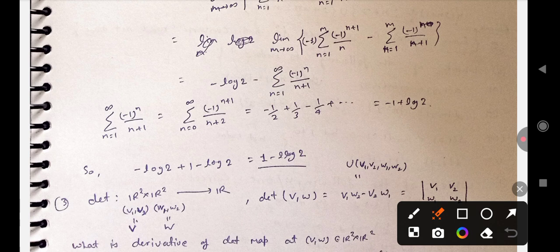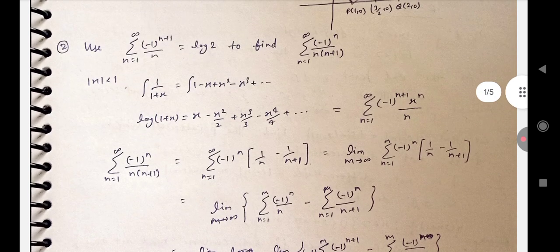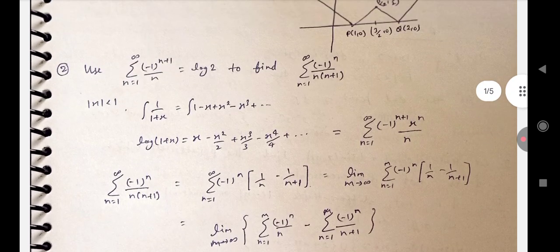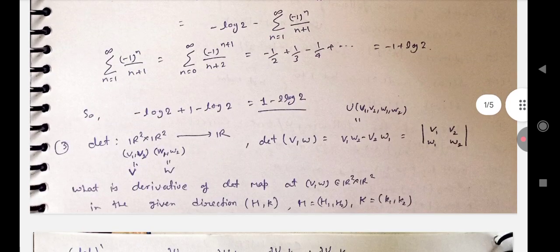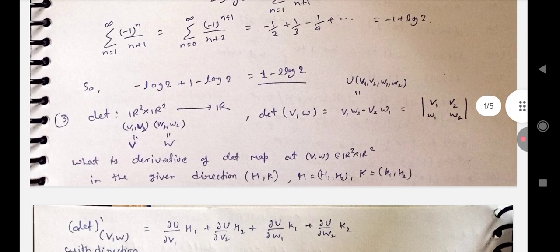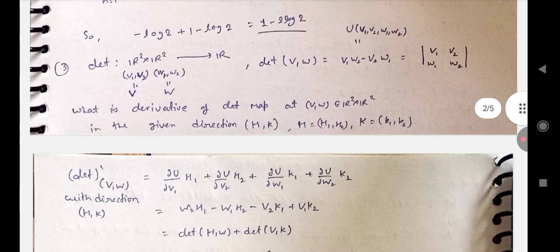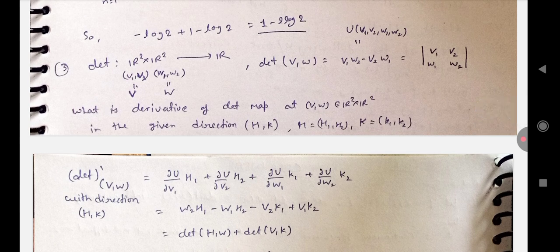Then our correct option is no option. That means this is the answer. Now we have given the third question, which is determinant is defined at R2 cross R2 to R.